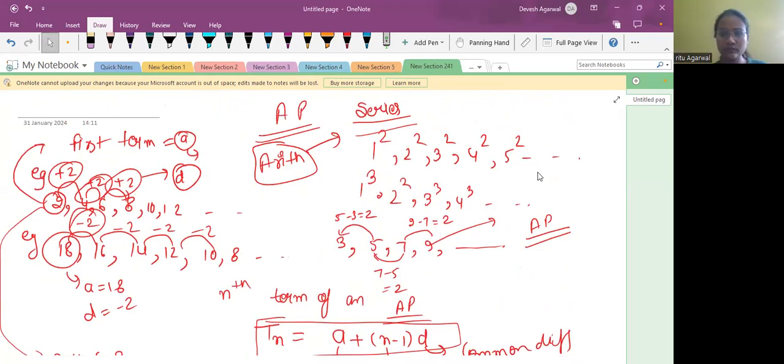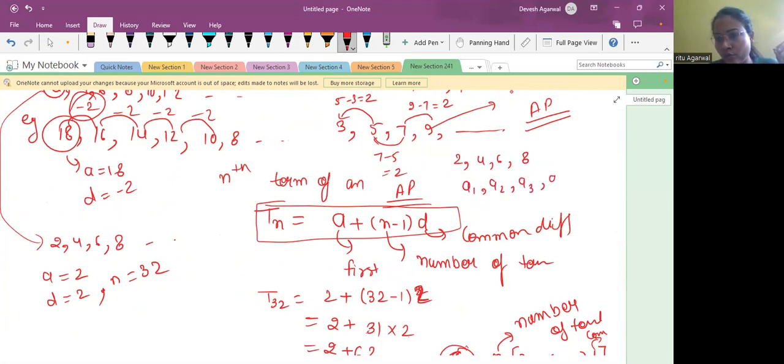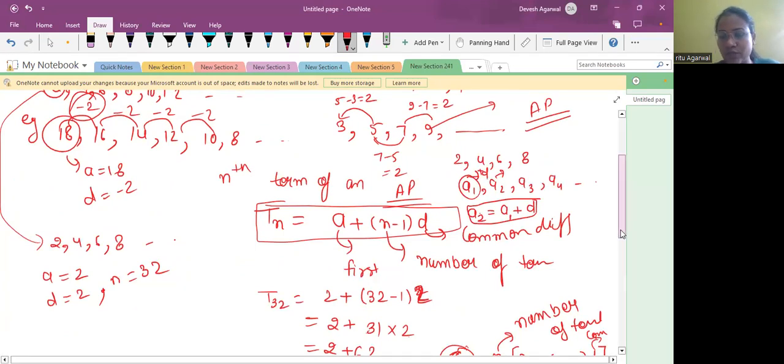So arithmetic progression is the series in which consecutive terms have the same difference. Got it? And for the nth term of an AP, what formula do we use? Tn is a plus n minus 1 into d. For example, if we take a1, a2, a3, a4 and so on, we can write a2 as a plus d. Yes or no? A1 plus d is equal to a2.